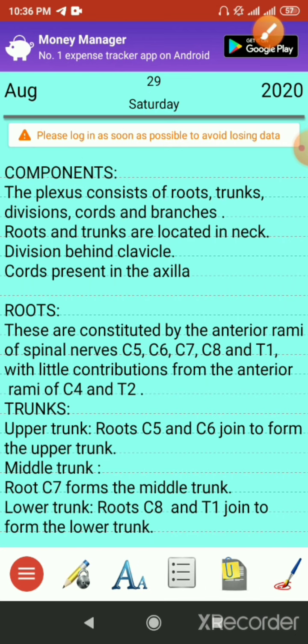Now let's start from the roots. The roots are constituted by the anterior or ventral rami of spinal nerves of C5, C6, C7, C8 and thoracic 1, and some portion comes from C4 and T2.